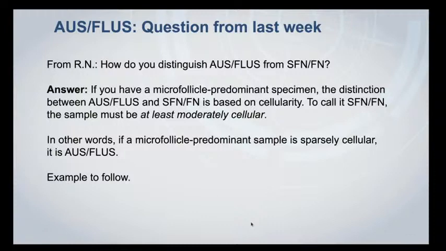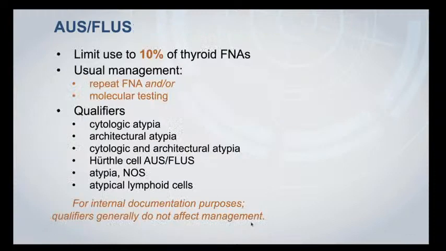So my answer is, if you have a microfollicle predominant specimen, the distinction between AUS/FLUS and SFN/FN is based on cellularity. To call it Bethesda 4 or SFN/FN, the sample must be at least moderately cellular. In other words, if a microfollicle predominant sample is sparsely cellular, you should use AUS/FLUS for that case. And let me show you an example in just a few minutes.